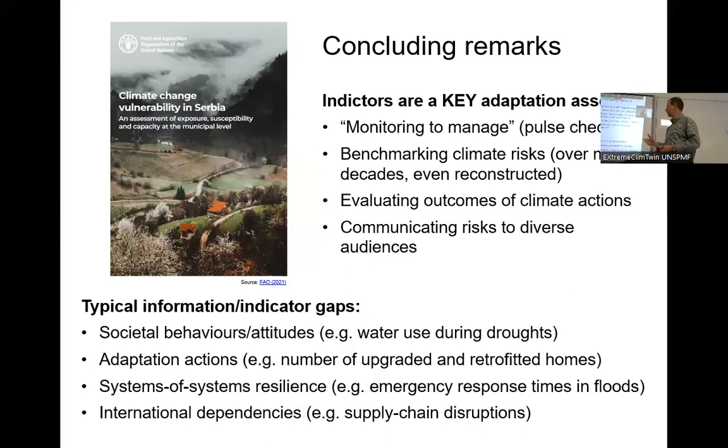Why are we trying to do this? Well, this basic idea that in order to manage a risk, we need to be monitoring that risk. So monitoring to manage. I'm always referring to running an athletics type analogy. So it's kind of taking the pulse check, taking our pulse, checking how well we are performing.